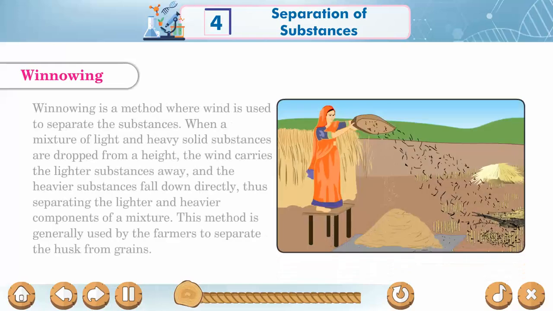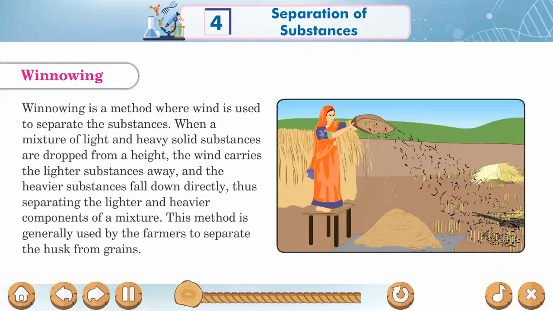Winnowing. Winnowing is a method where wind is used to separate the substances. When a mixture of light and heavy solid substances is dropped from a height, the wind carries the lighter substances away and the heavier substances fall down directly, thus separating the lighter and heavier components of a mixture.